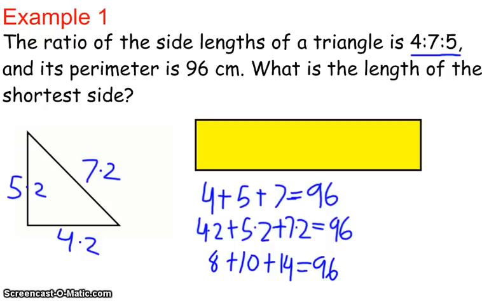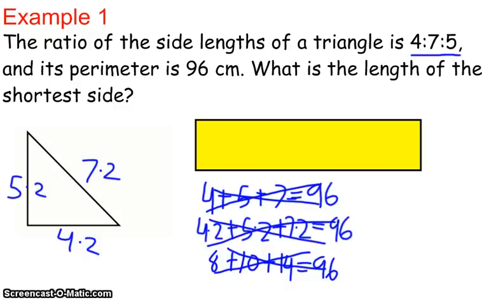So we can't use, let's go back to the 4, 5, and 7. We can't use this because it doesn't equal 96. We can't multiply everything by 2 because it won't equal 96. But this is what I want you guys to do. Instead of trying to multiply everything by 2, then everything by 3, then everything by 4, and everything by 5, and then hopefully get 96, let's go ahead and multiply the 4, 5, and 7 by x and solve for our x.